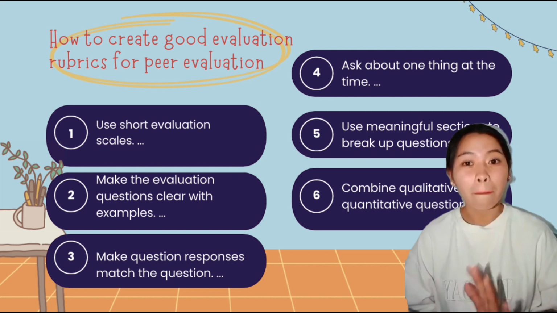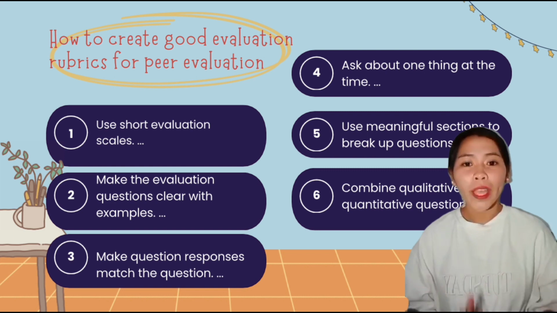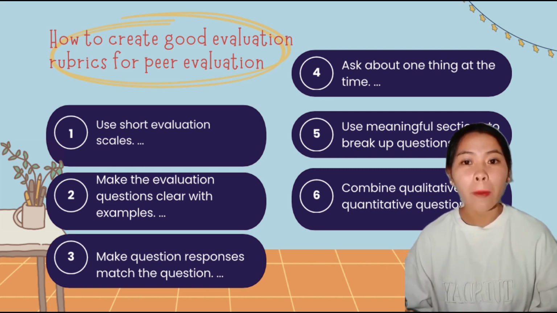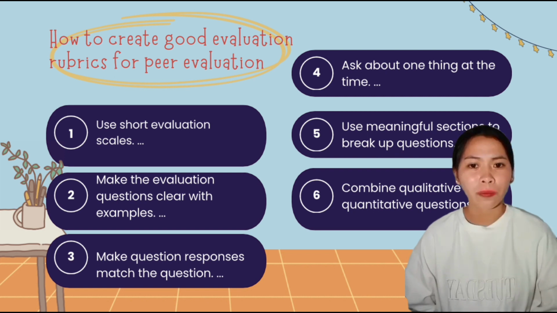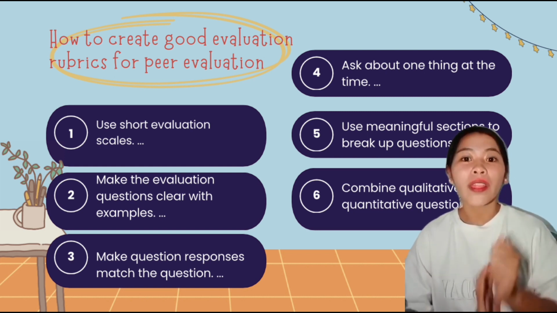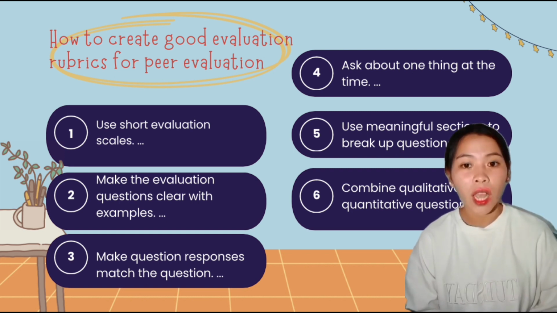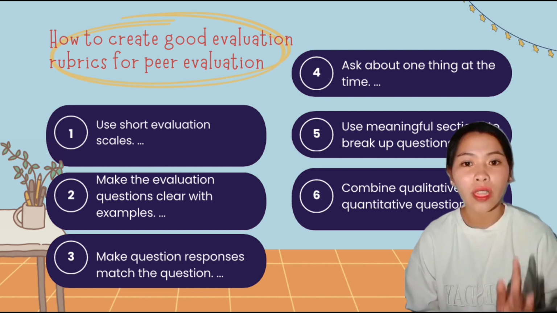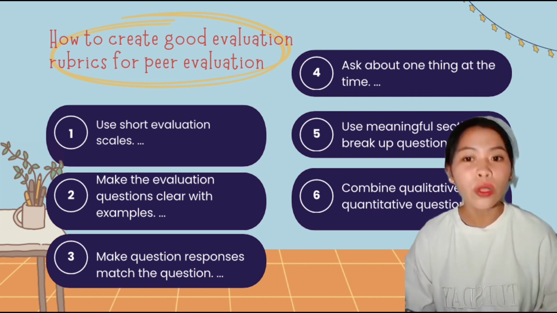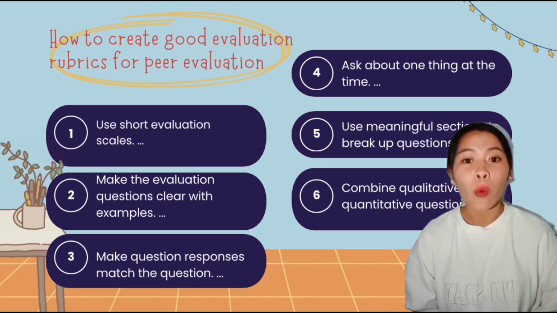Number 3, make the question responses match the question. A great way to guide students in giving proper feedback and evaluations is to provide clear question responses that match the question. In this example, the four possible responses match the question and are not just generic answers. Using specific responses is a great way to help students define what constitutes good and bad solutions.